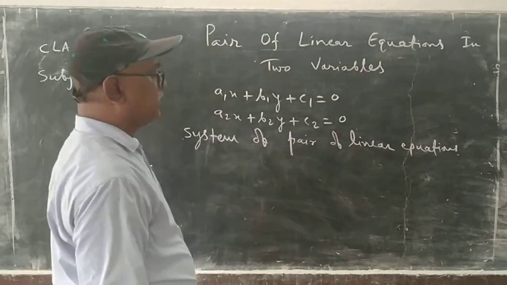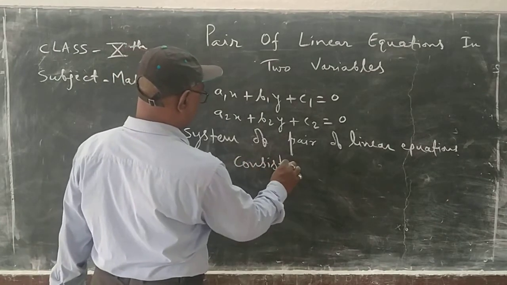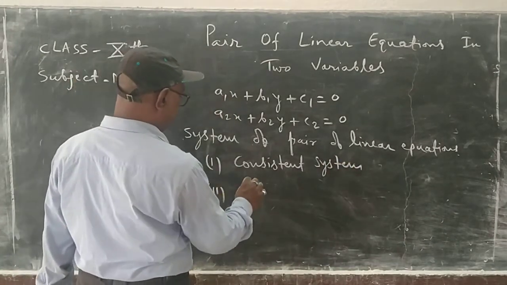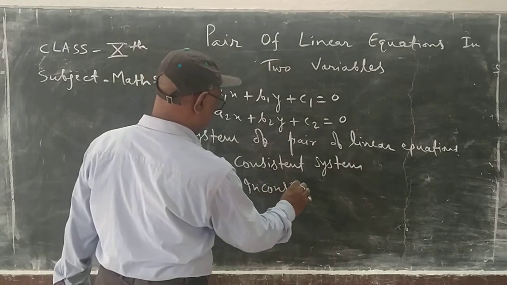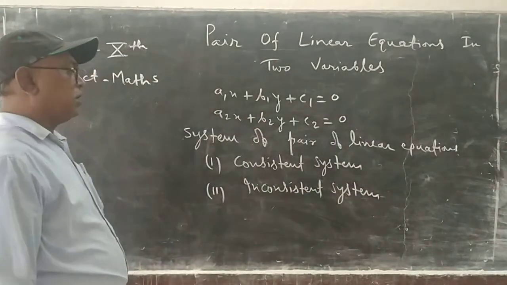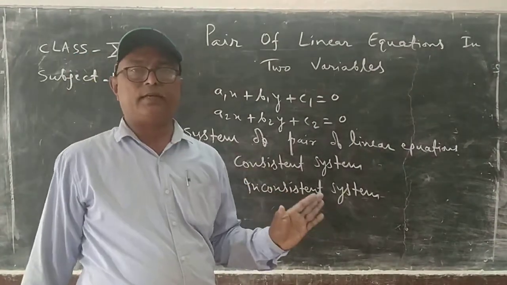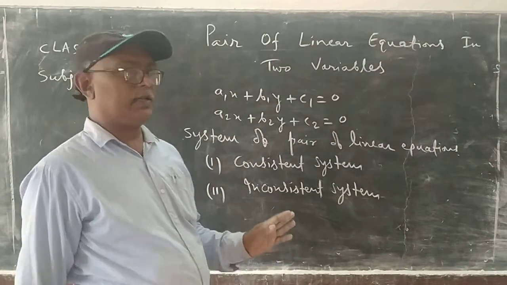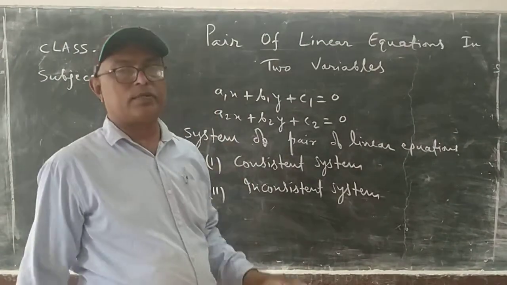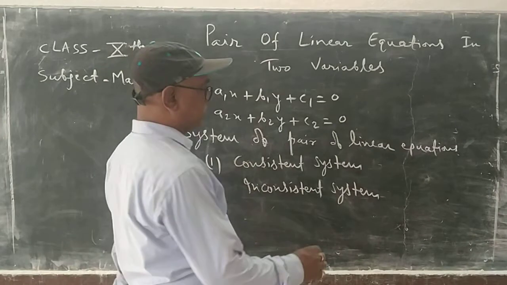In the pair of equations, there are mainly two types of systems. One is the consistent system, and the other one is the inconsistent system. Consistent systems are those systems for which we can calculate the values of x and y. That is, if there is a solution or there are solutions of a pair of linear equations, then the system is said to be a consistent system.